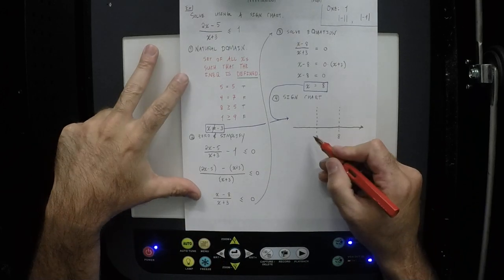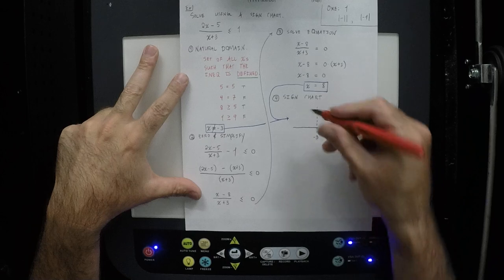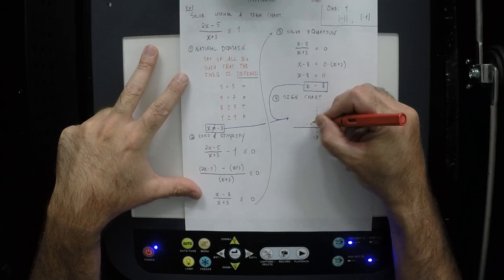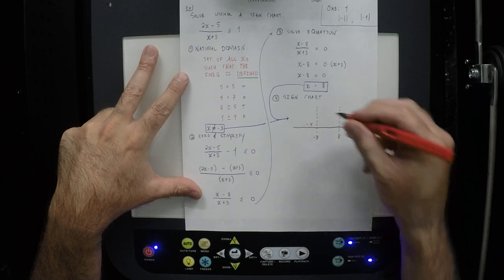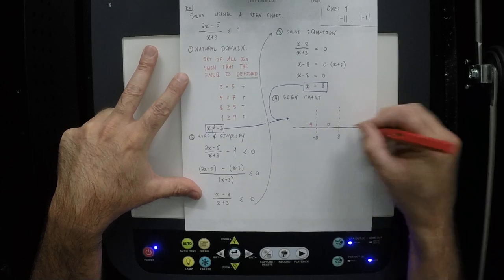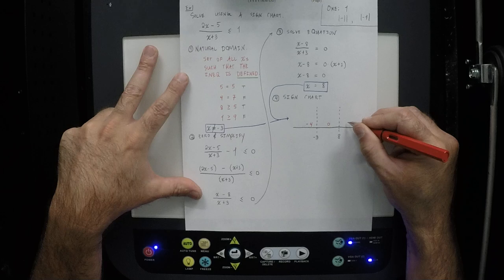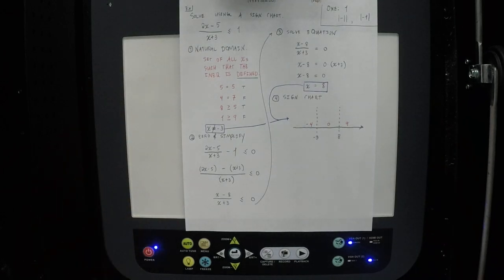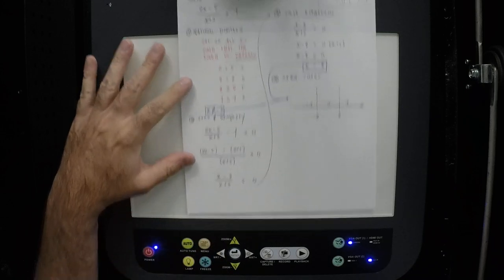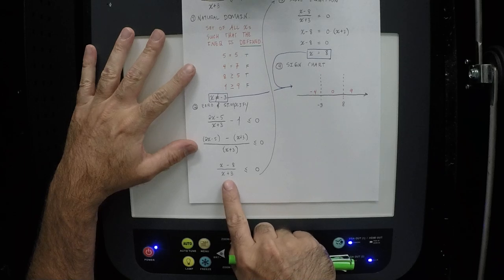Can you tell me something to the left of negative 3? Okay, how about negative 4? And how about to the left of 8, but to the right of negative 3? 0, okay. And to the right of 8? 9. Okay. Now, what are we going to do with those three sample points? Not the original. We're going to plug it into that one, right?